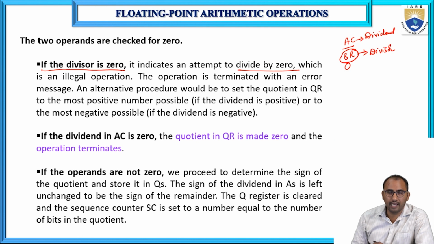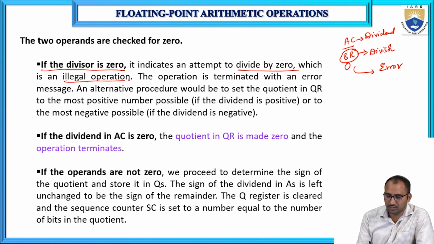If you try to divide any number by 0, it gives an error, a divide by 0 error. It is an illegal operation because we cannot divide any number by 0. So if the divisor in the BR register is 0, it will show an error message, and the operation is terminated with an error message. Nothing more to do; it simply shows the error message and terminates the operation.